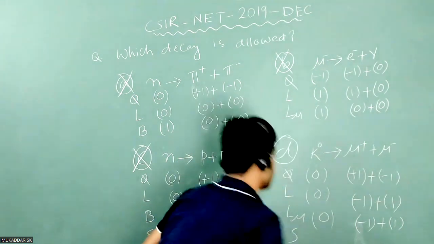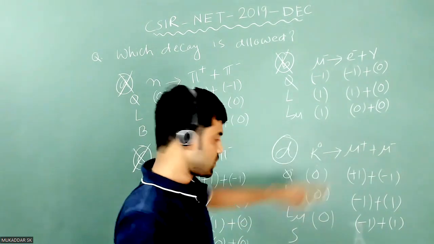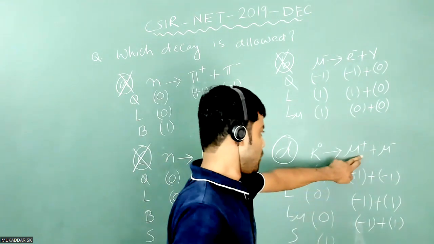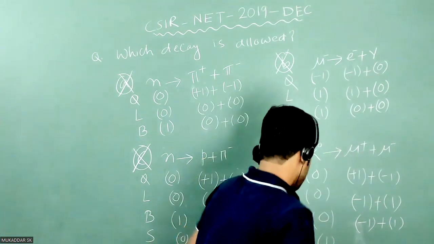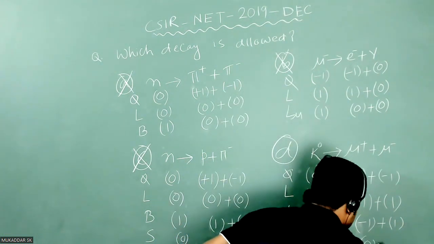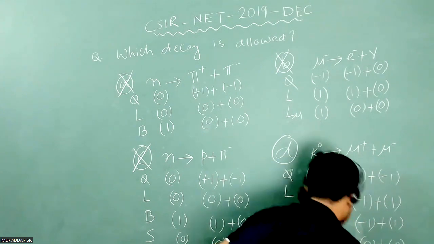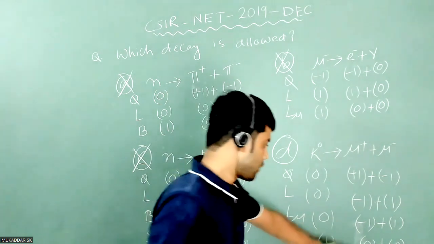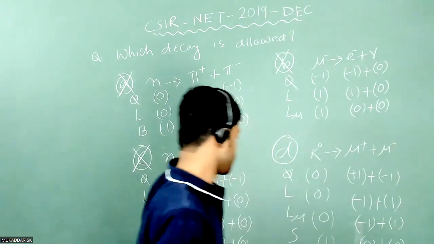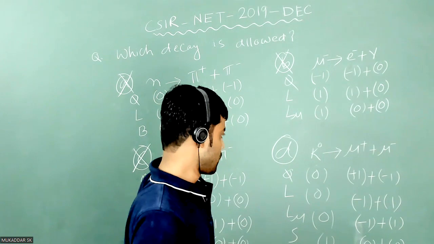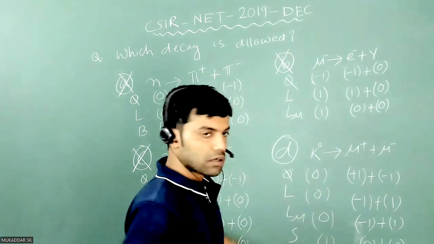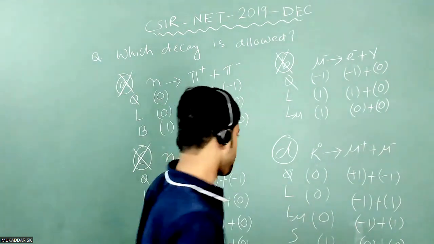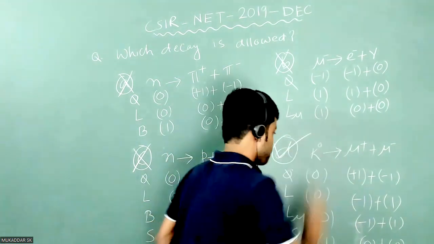But you see S. K0 is a strange particle, so obviously this number is plus 1. But for mu plus and mu minus, S is 0. So on the left hand side, you have plus 1, but on the right hand side, you have 0. It means S is not conserved, but all other quantum numbers are conserved. So this decay is allowed through weak decay. So the correct option is D. Thank you.